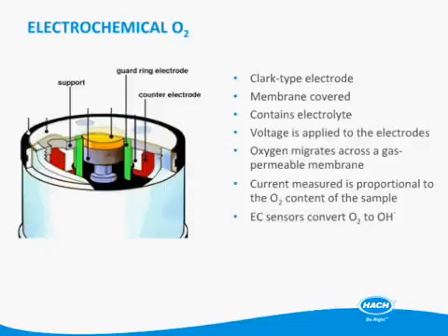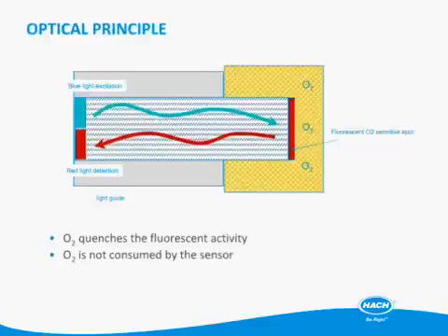Let's jump back into oxygen sensors and talk about the different types. There are two main types of oxygen sensors: electrochemical sensors and optical sensors. Electrochemical sensors have been around in the brewing industry since the late 70s, and they're the classic membrane-covered Clark-type polarographic probes, where you apply a voltage to an electrode, and from that voltage you measure a current, which is proportional to the oxygen content.